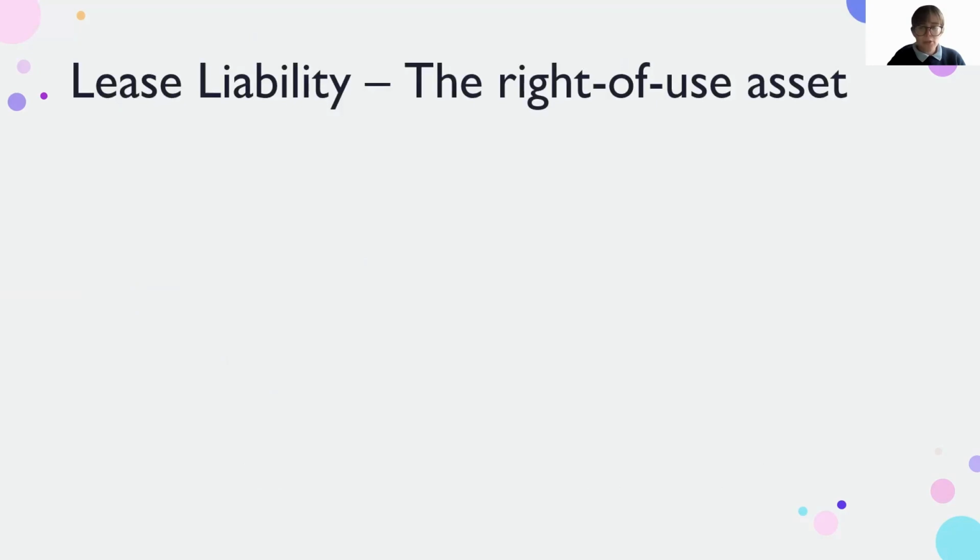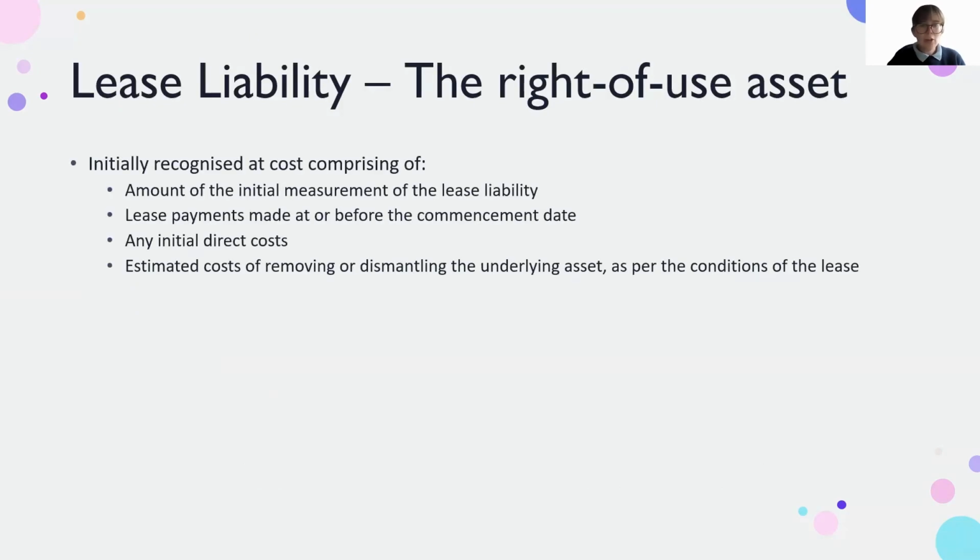So the right of use of an asset then. So this will be initially recognised at cost, and it will comprise of the following. So the amount of the initial measurement of the lease liability, any lease payments made at or before the commencement date, any initial direct costs, and any estimated costs of removing or dismantling the underlying asset as per the conditions stated within the lease.